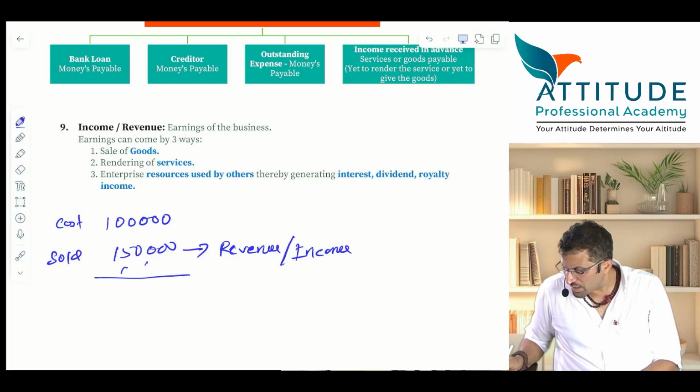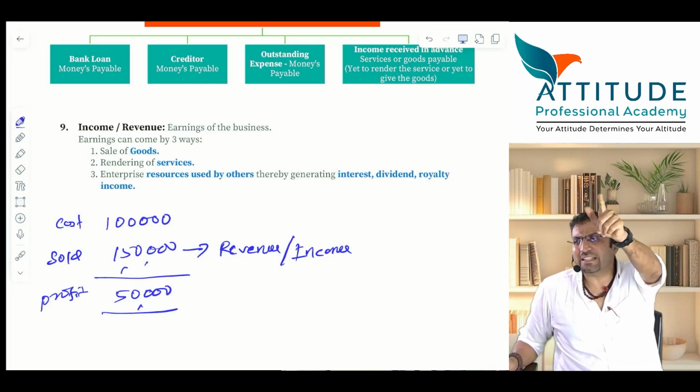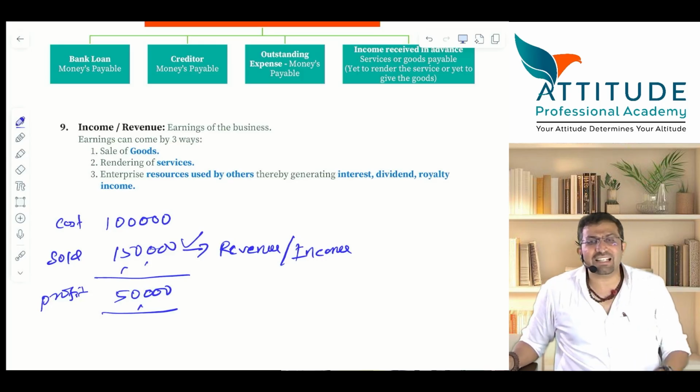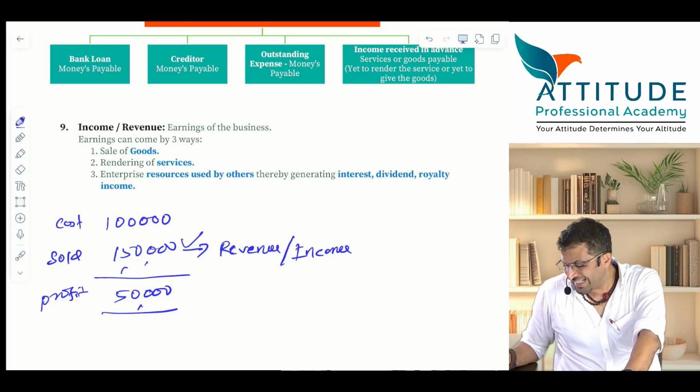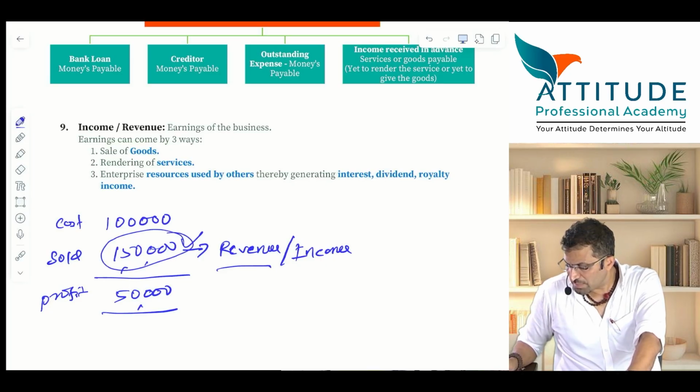Sir, what about 50,000? Sir, the 50,000 difference is profit, no? Arey bolo bhai, profit is how much? So profit is different and revenue is different. Profit is sale minus expenses. आपने कितने को बेचा? 1,50,000. आपने कितने को खरीदा था? So selling price minus cost price is your profit. Is that clear? And there is a difference between profit and revenue. Revenue is, tell me, income generated by the business by way of sale of goods.